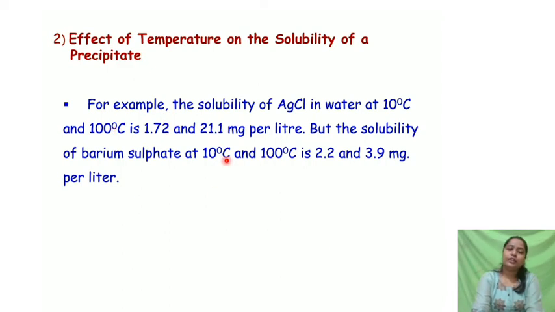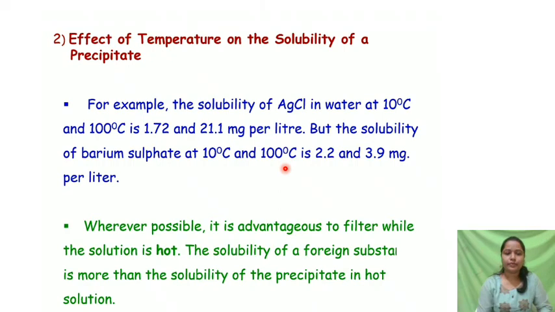This shows that rise in solubility with temperature is not the same for all the salts. Okay, it is the effect of temperature upon the solubility of a precipitate. Whenever possible, it is advantageous to filter while the solution is hot, because in hot solution the solubility of impurity or foreign substances is more than the solubility of a precipitate in hot solution. Therefore, it is necessary to filter the solution when it is hot.